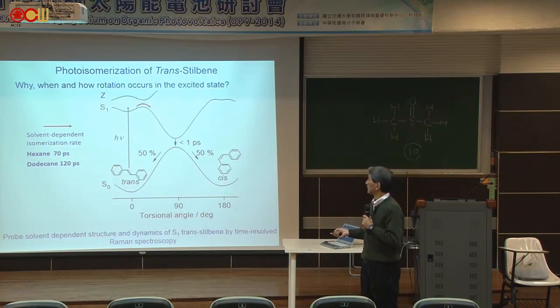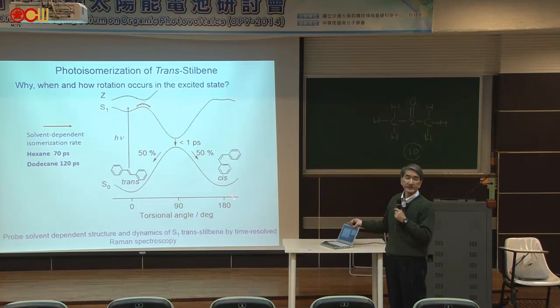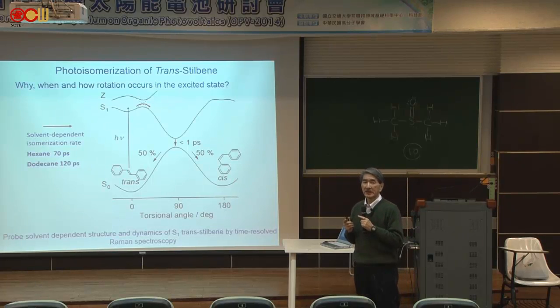But photochemists found that if you photoexcite a trans-stilbene molecule in the excited state, in this case the S1 state, then it goes to the cis state somehow. This is called photoisomerization. Isomerization means trans goes to cis. So this is a very, very simple chemical reaction, from this molecule to this molecule, a unimolecular reaction.